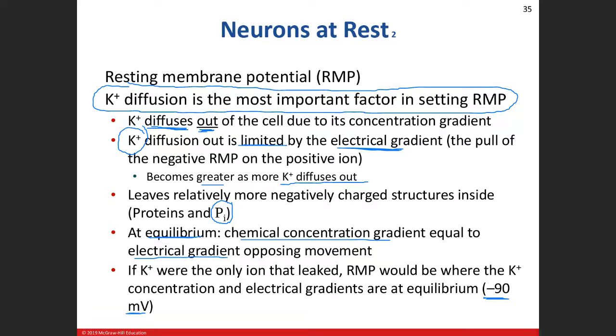If only potassium was allowed to leave, when your electrical and chemical gradients reach equilibrium, that value would be -90. But since we have sodium leak channels present, our value is -70. Okay, so just keep that in mind. Equilibrium is established with sodium and potassium leak channels at -70, but if we didn't have any sodium leak channels and we only had potassium leak channels, then equilibrium would be reached at -90.